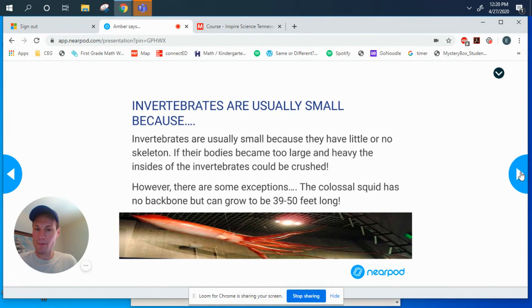There are some exceptions, however, like this colossal squid. It doesn't have a backbone, so it's still an invertebrate, but it can grow to be 39 to 50 feet long. That's really long. It's bigger than our classroom. It would be really scary to see that in the ocean. So it's an invertebrate, but it still grew really big. But usually, most invertebrates are small because if they were huge, their body weight would crush their insides, killing them.